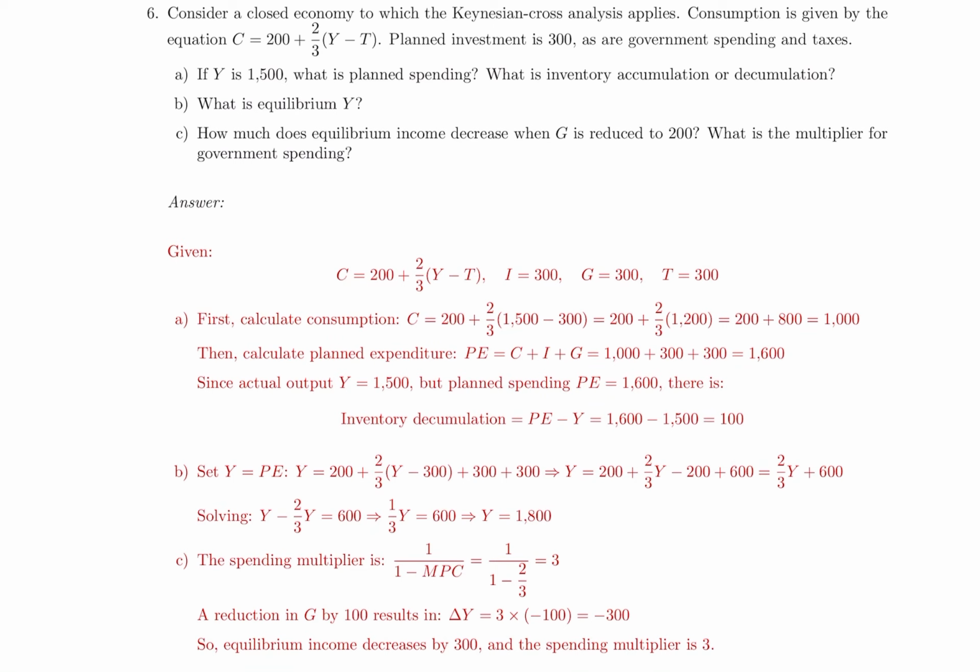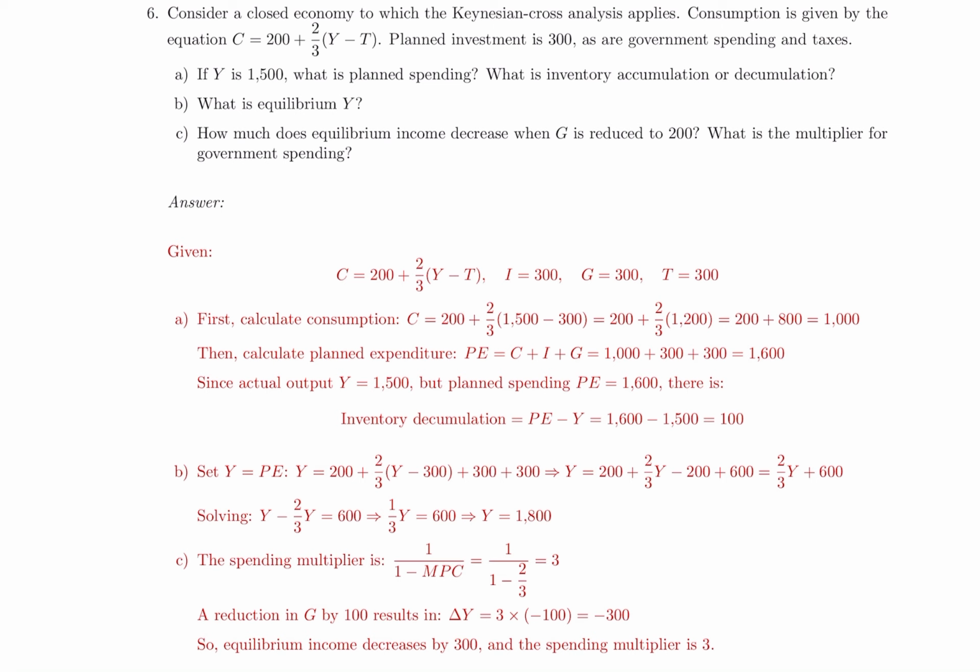Question number 6. We are given C equals 200 plus 2/3 times (Y minus T), I equals 300, G equals 300, and T equals 300. A. Planned spending and inventory change. If Y equals 1500, then C equals 1000, and PE equals C plus I plus G equals 1600. Inventory change equals PE minus Y equals 1600 minus 1500 equals 100. It is unplanned decumulation.